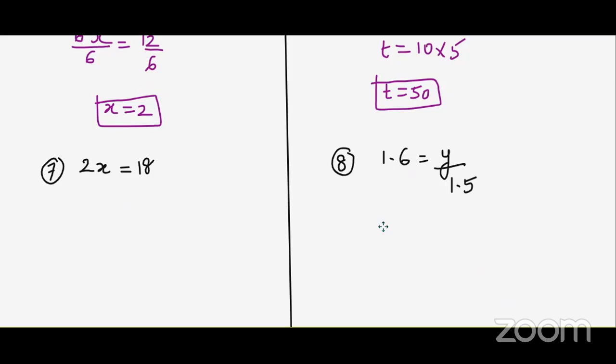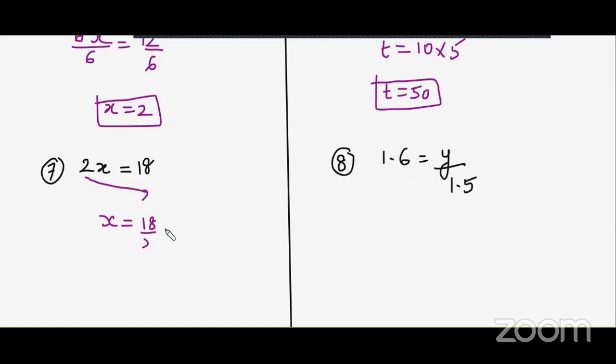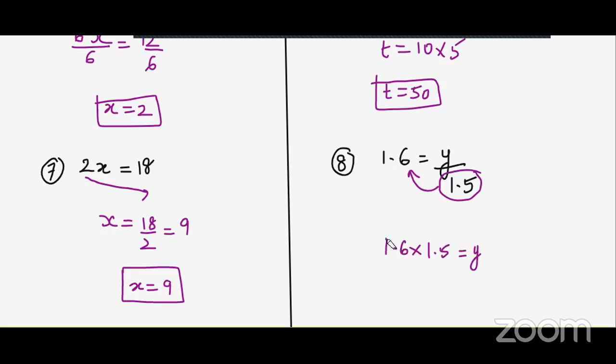Okay. So your answer should be yes, 9. Why? Because you're going to shift the 2 on the other side. So yes, x is equals to 18 divided by 2, that is 9. So the solution is 9. Now, what will we do when we have a decimal? The same rule. 1.5 is divided. So it will go to the other side and it will get multiplied. So 1.6 multiplied by 1.5 equals to y. Multiply it and get your answer.